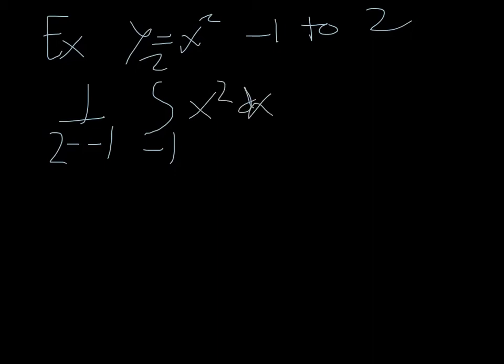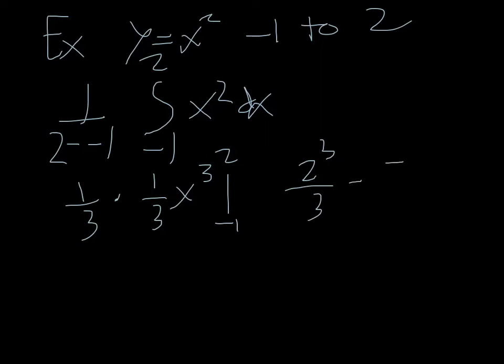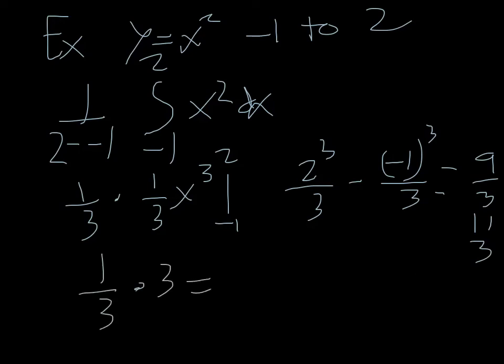1/3 times the integral, and the integral of x squared is 1/3 x cubed from -1 to 2, and that second part is going to be equal to 2 cubed over 3 minus -1 cubed over 3, and that is equal to 9/3, or 3, and then we have to multiply that by 1/3, and it is 1. So the average value of the function of x squared from -1 to 2 is 1.